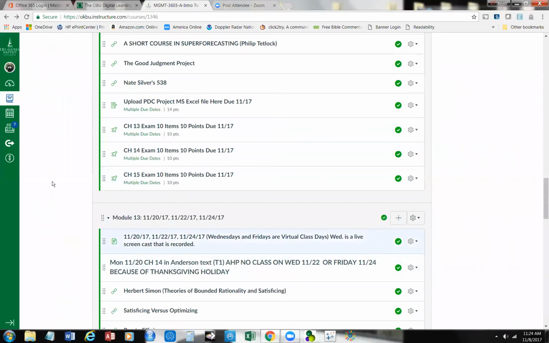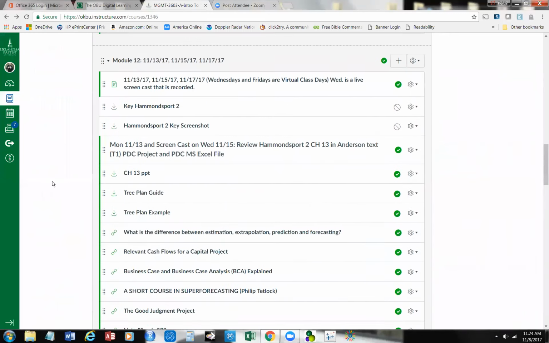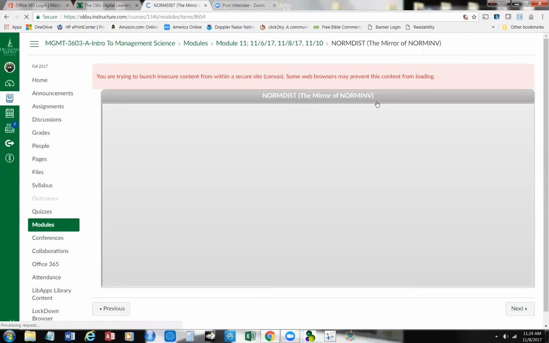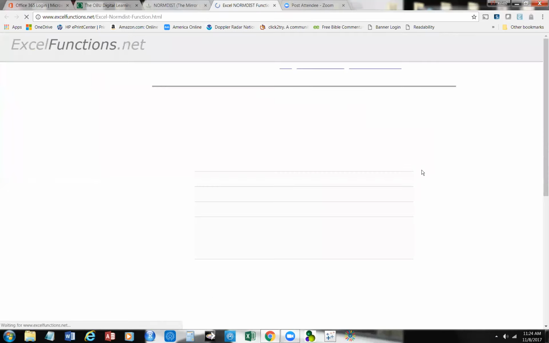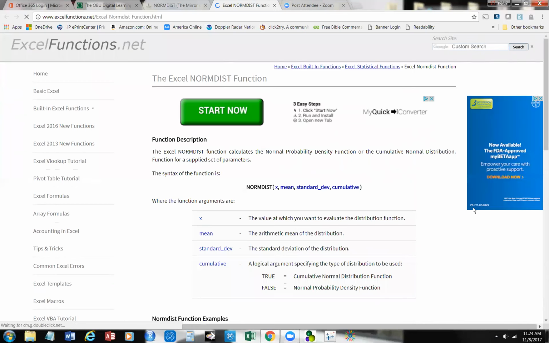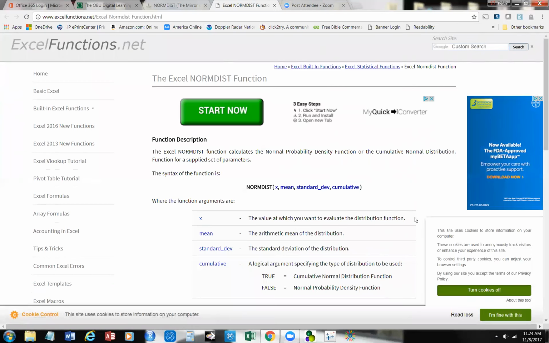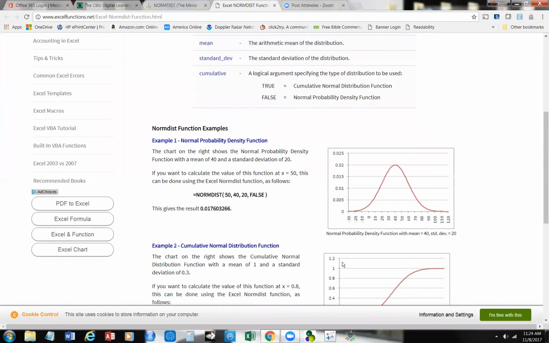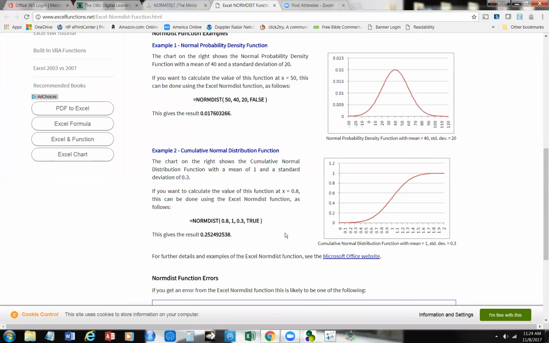And in these resources that I have here, this is the norm distribution. It's the mirror of the norm inverse, and we calculate the normal probability density function. That is, what are the parameters that we're looking at? And that's all. Now, as I mentioned before, the famous S-curve, here's that cumulative distribution function.